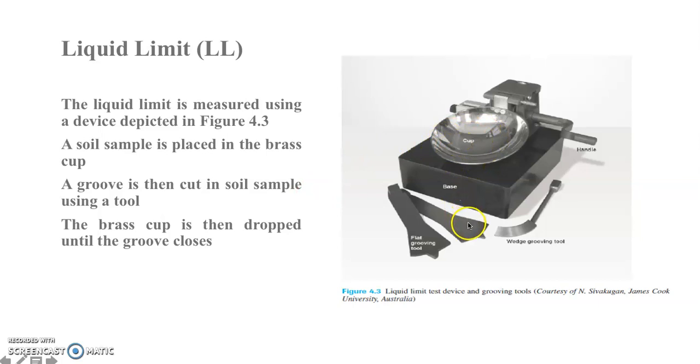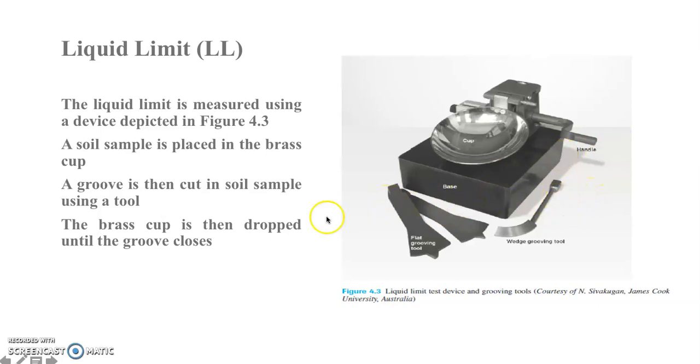So still that is not 25. Again, you have to make another trial. For example, the third trial, N is equal to 21. So still that is not the standard number of blows. So fourth trial, N was 23. You did not obtain N which is equal to 25.